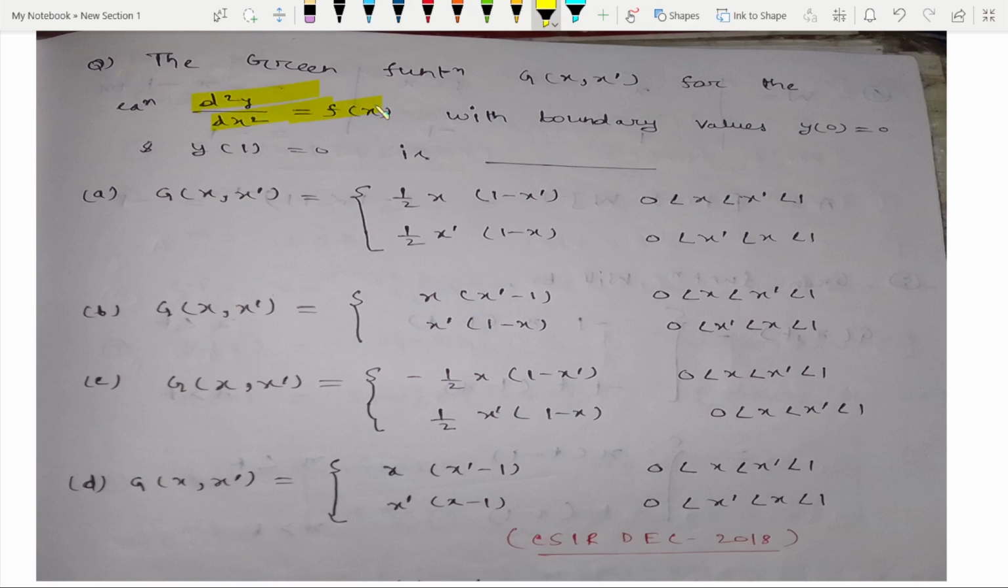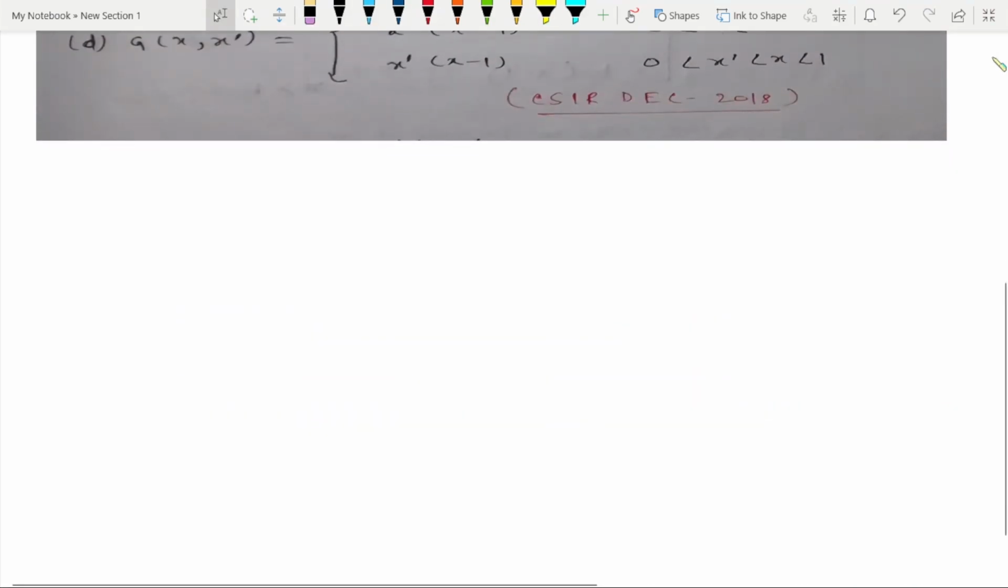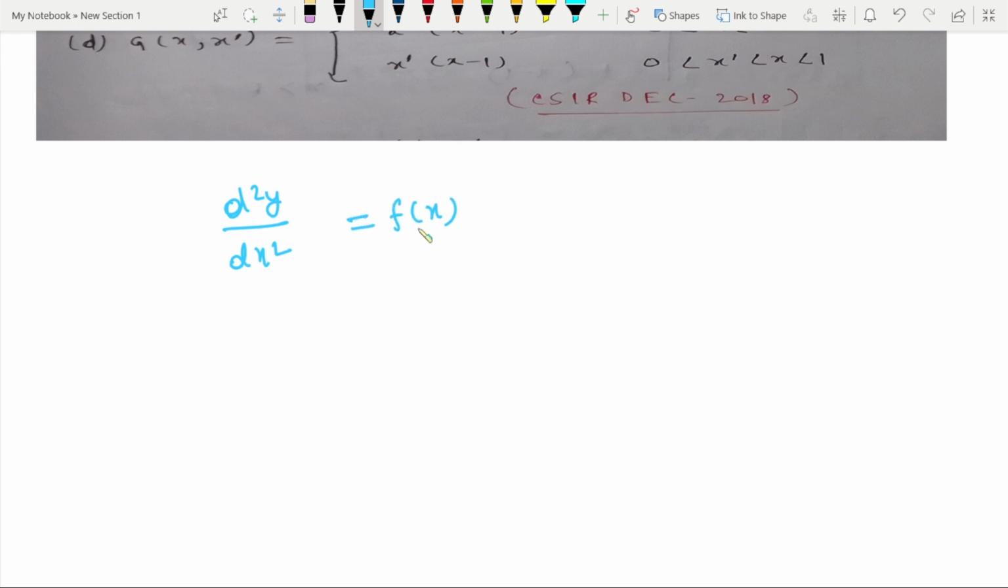आपका differential equation दे दिया है, boundary point दे दिया, आपको green function find करने के लिए बोला है. Okay, so step one is what? पहले हम differential equation को लिख लेते हैं. Differential equation is our d2y dx square is equals to f of x. This is our differential equation.